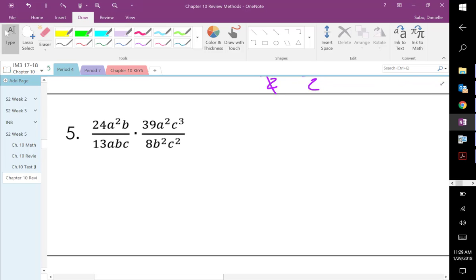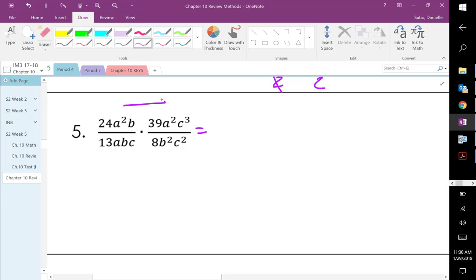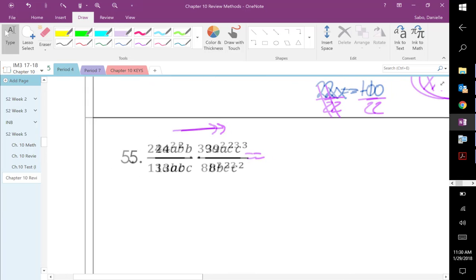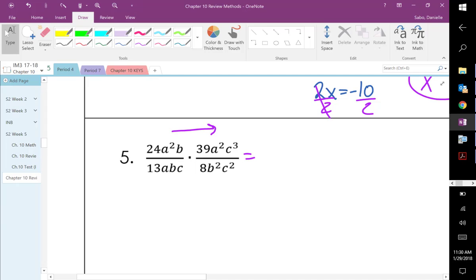So whenever you see this, all you're doing is multiplying straight across. This is actually the first method because there's really nothing to do. You're just simplifying. So we're going to multiply straight across, or you can cancel things that you know. For example, if you're pretty good with math, you can see that 24 divided by 8 is what? It's 3. So technically, this becomes a 3.